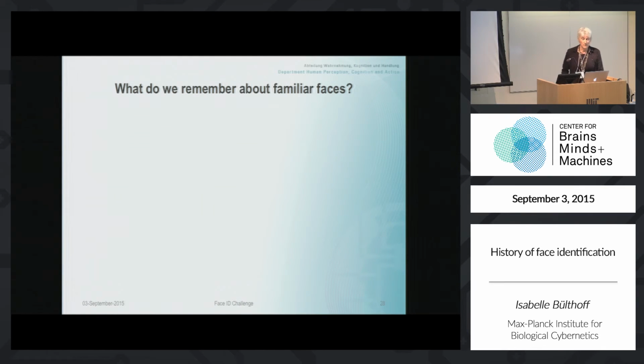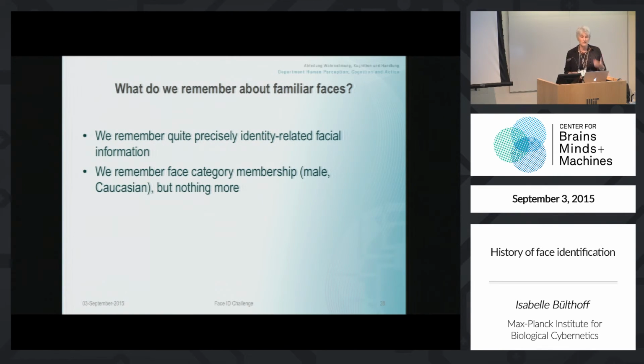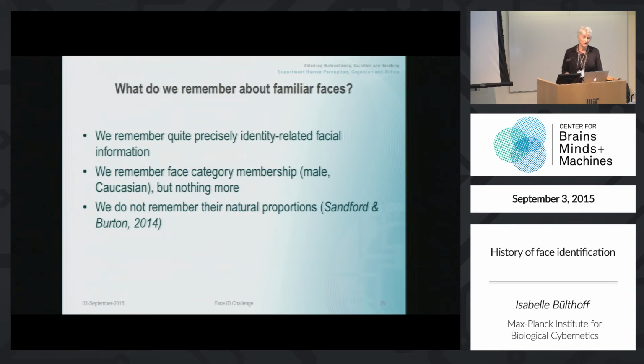So what do you remember about familiar faces? In fact, you have quite a precise representation of the idiosyncratic features which make the identity of a face. But when it comes to category membership, like the sex or the race, we just remember, in fact, the membership, which category it belongs to, but not more. And in fact, work done by the Burton lab on natural proportions of faces similarly showed that participants, even for familiar faces, can't really give the real proportion of the face.